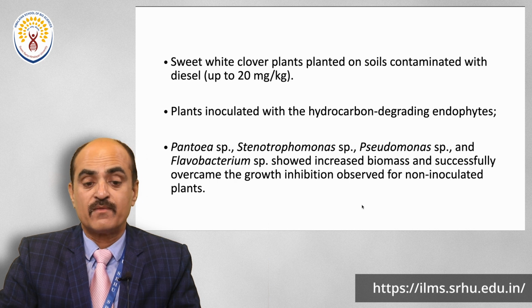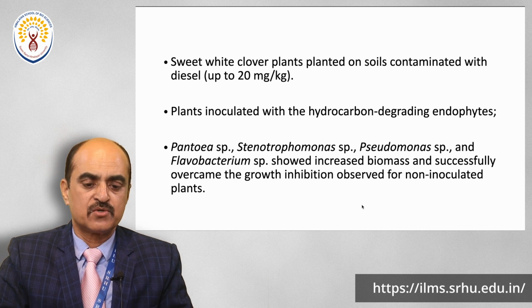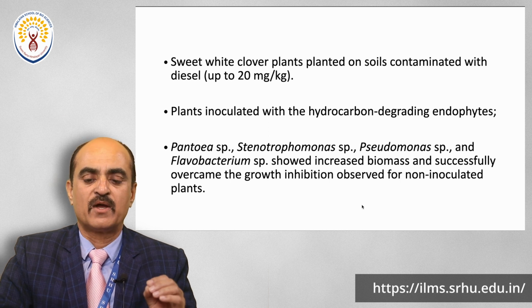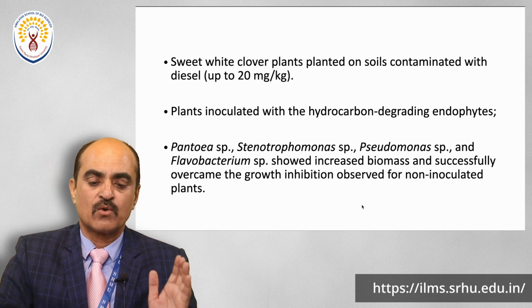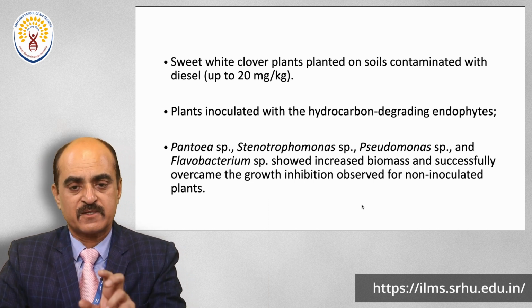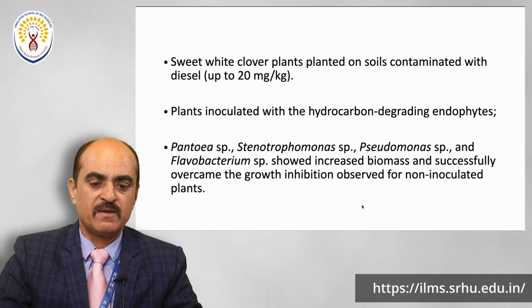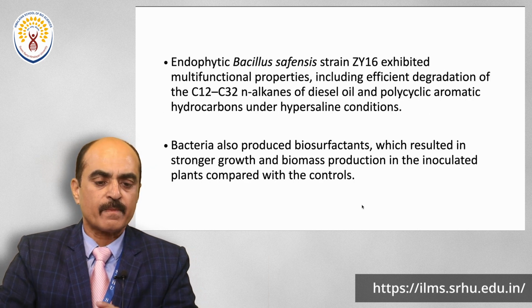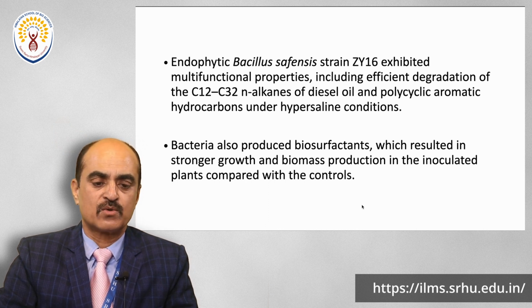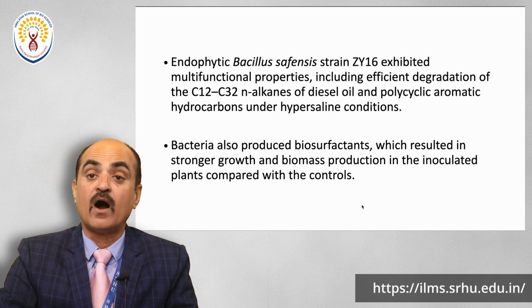The sweet white clover plants, another experiment, planted in soil contaminated with diesel up to 20 milligram per kilogram. So, when the plant was inoculated with the hydrocarbon degrading endophytes, for example, Pantoea, Stenotrophomonas, Pseudomonas and Flavobacterium, they showed increased biomass and successfully overcame the growth inhibition observed on the non-inoculated plant. The endophytic Bacillus sp., another experiment, exhibited multifunctional properties including efficient degradation of C12 to C32 alkanes of diesel oil and polycyclic aromatic hydrocarbons under hypersaline conditions.